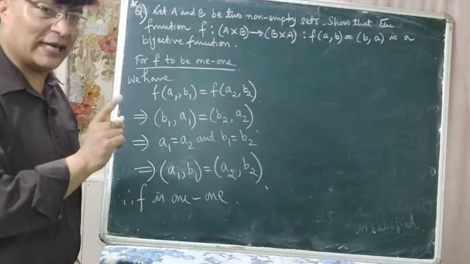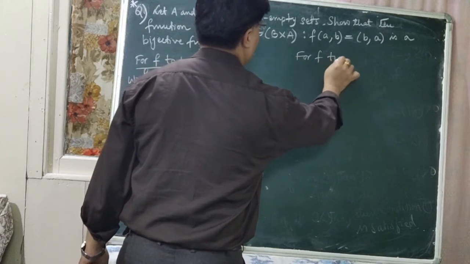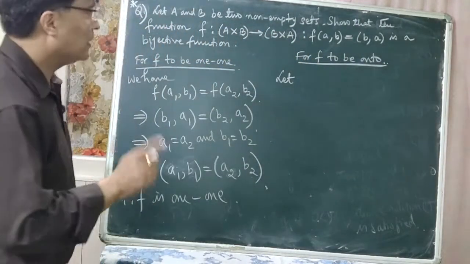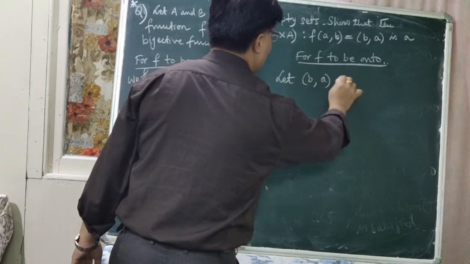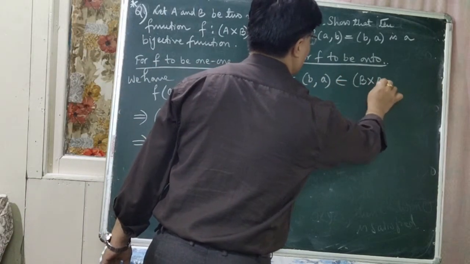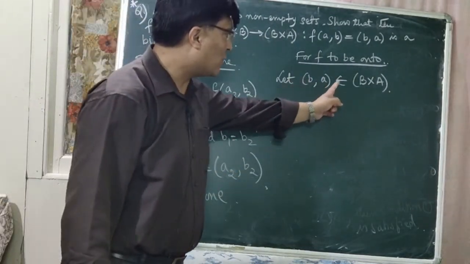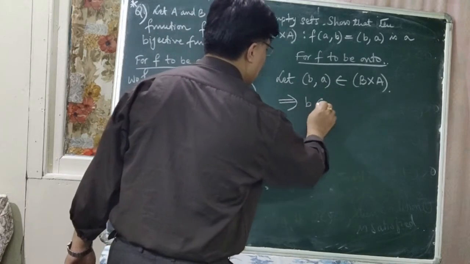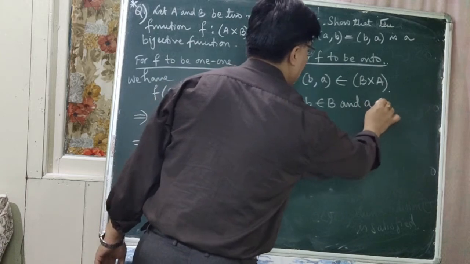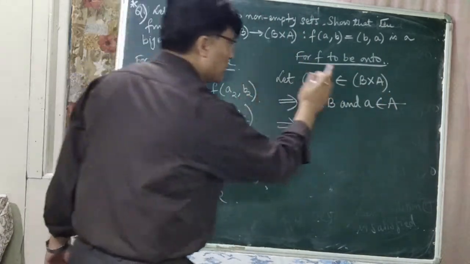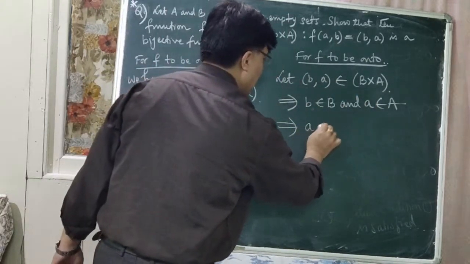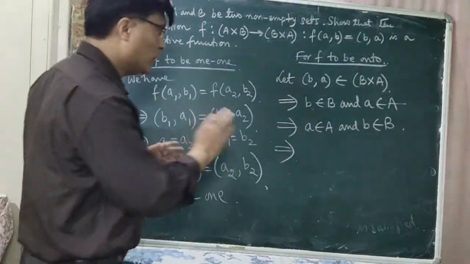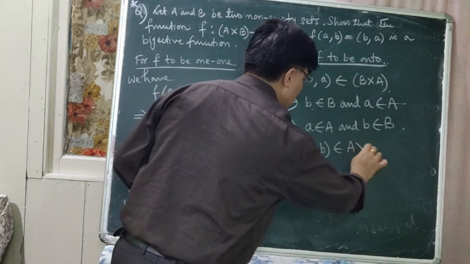Now you have to prove that f is an onto function. For f to be onto, let us assume that small b comma small a belongs to B cross A. So by definition of Cartesian product of two sets, what does it imply? That b belongs to the set B and a belongs to the set capital A, which implies that a belongs to A and b belongs to B. Now you can combine it with the help of the Cartesian product of two sets. So a comma b belongs to A cross B.